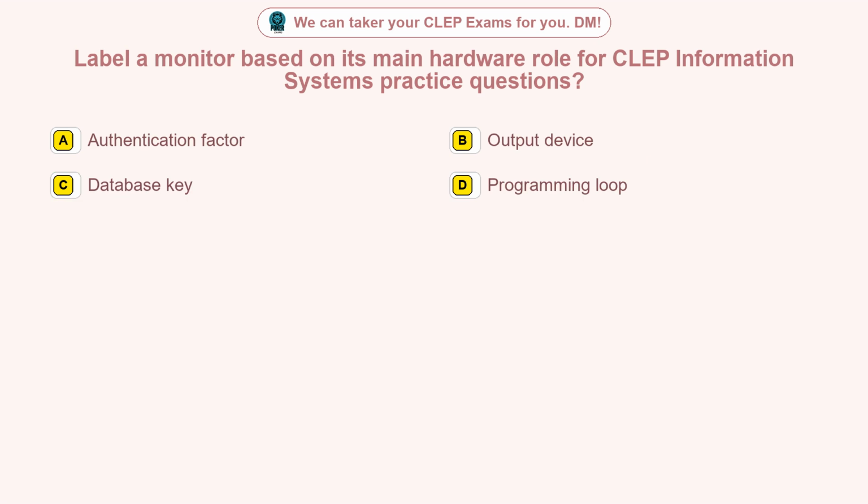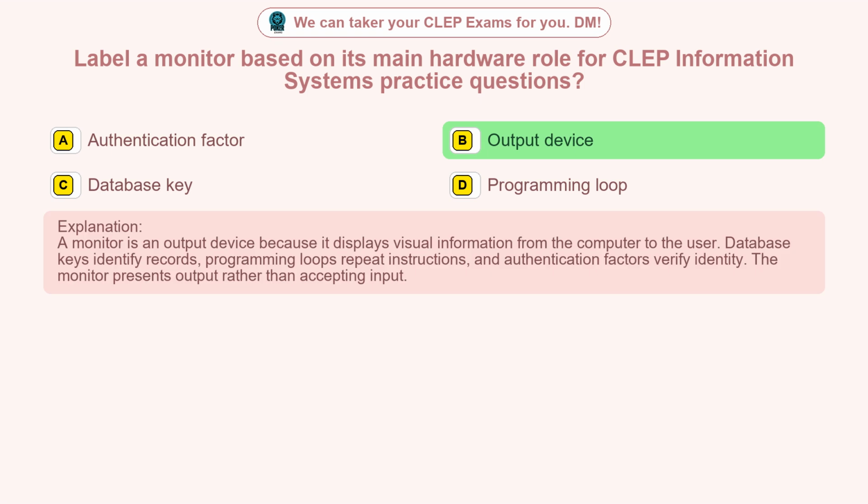Question 55. Label a monitor based on its main hardware role for CLEP Information Systems practice questions. Option A, authentication factor. Option B, output device. Option C, database key. Option D, programming loop. The correct answer is option B, output device.